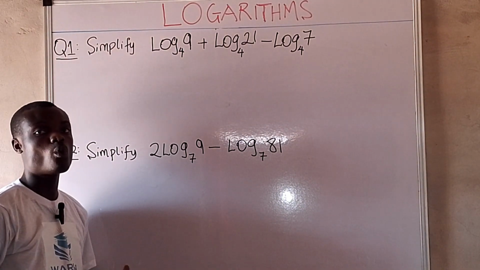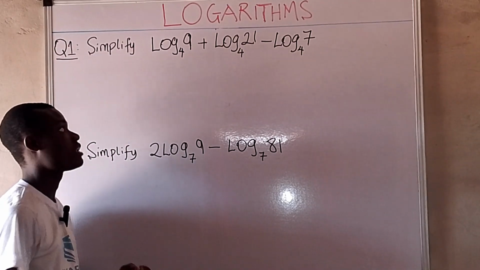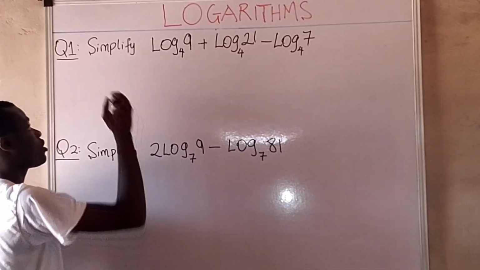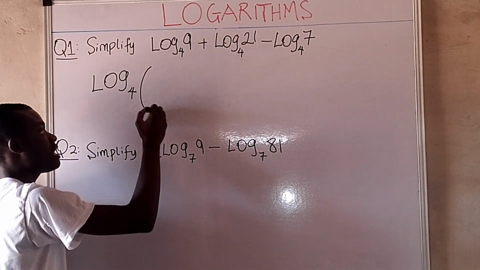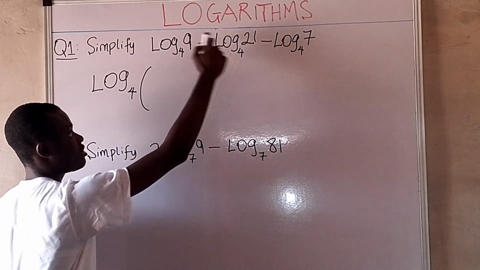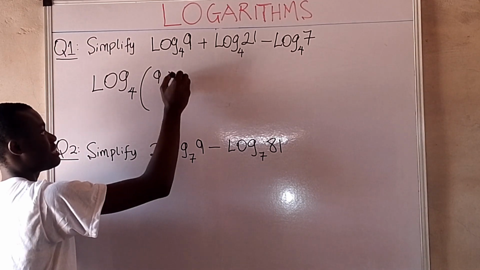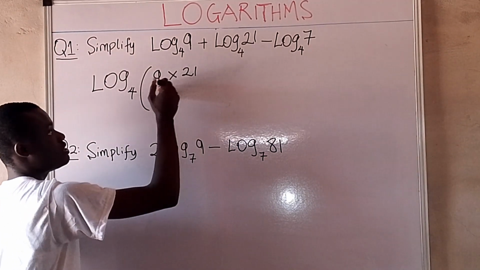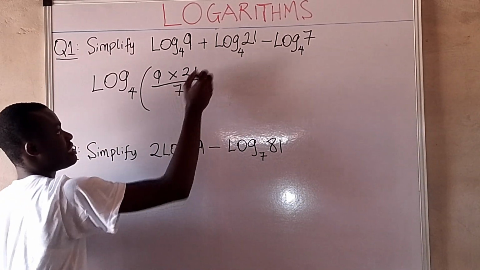Now going back to log 1 and log 2, when the bases are similar, we can simply pick one. We have base 4 here, base 4 and base 4. So what are we going to do? We are going to pick one of the bases. So it's going to be log 4. Next, remember in addition, we are simply going to multiply the numbers. So it is going to be 9 times 21. Now in the subtraction law, we are going to divide by the number here, which is 7.